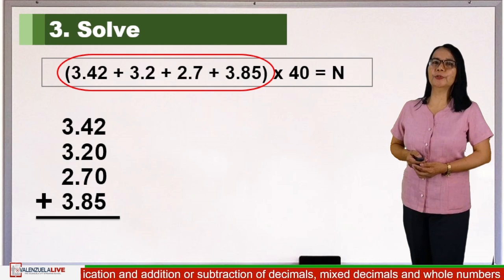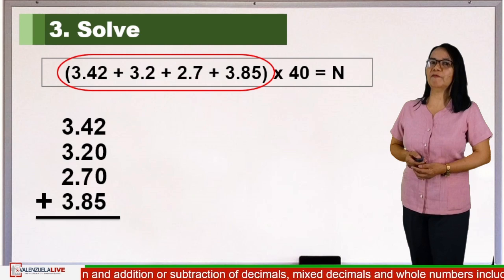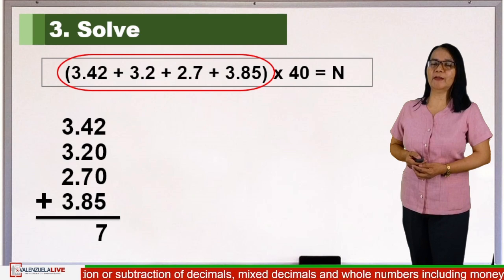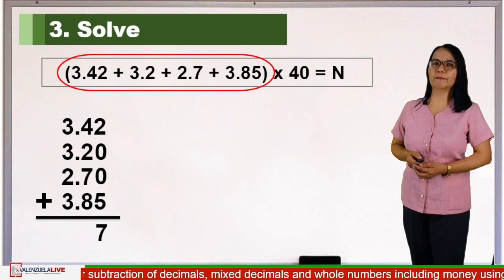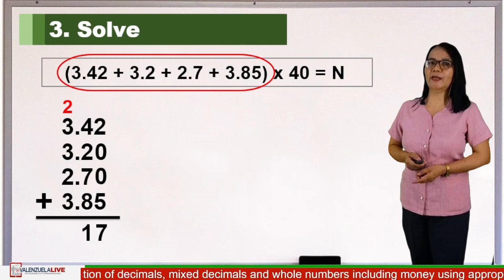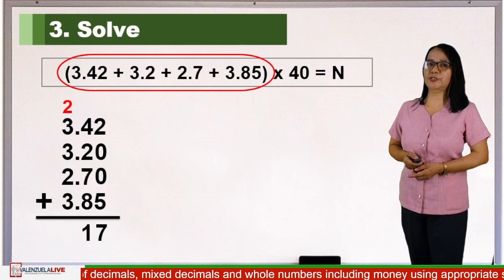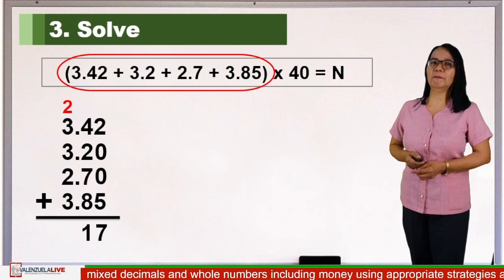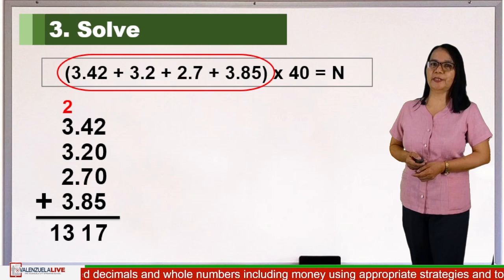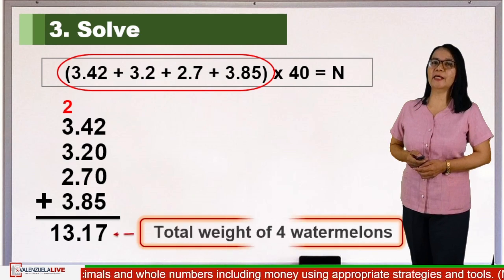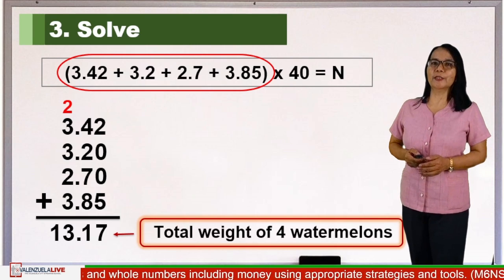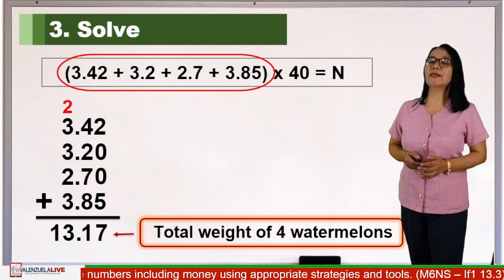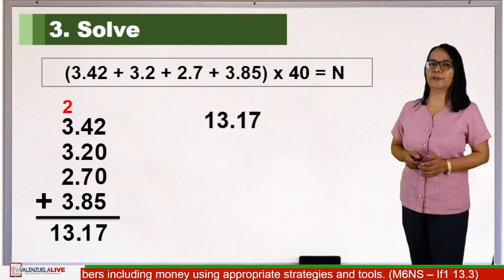Let's start. 2 plus 0 plus 0 plus 5 equals 7. 4 plus 2 plus 7 plus 8 equals 21. Since 21 is greater than 10, we need to regroup 2 to the next digit, which is 3. Then add 2 plus 3 plus 3 plus 3 plus 2 equals 13. Lastly, place the decimal point of the addends. The total weight of 4 watermelons is 13 and 17 hundredths kilograms. It answers the hidden question.